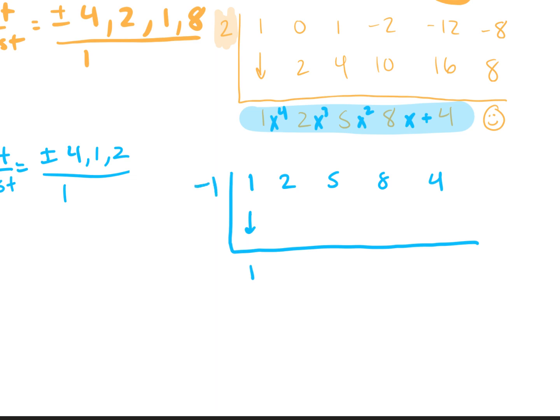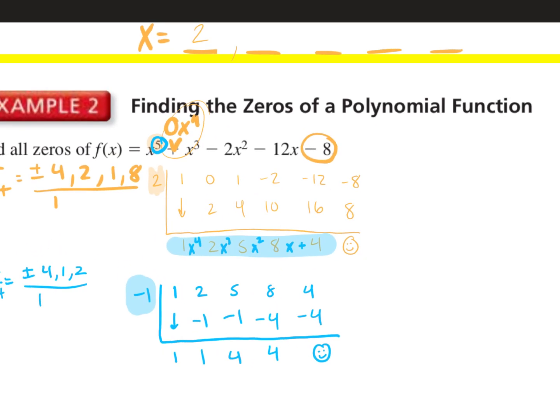What else do you want to try? Let's try -1. So multiply, add, we get 1, multiply, add, add, add. What do we get? 0. So our remainder is 0. So does -1 work? Yes, that is another one of our answers. So I'm going to write that on the list up top. -1. So now I have 2 answers. How many more do I need? 3 more.